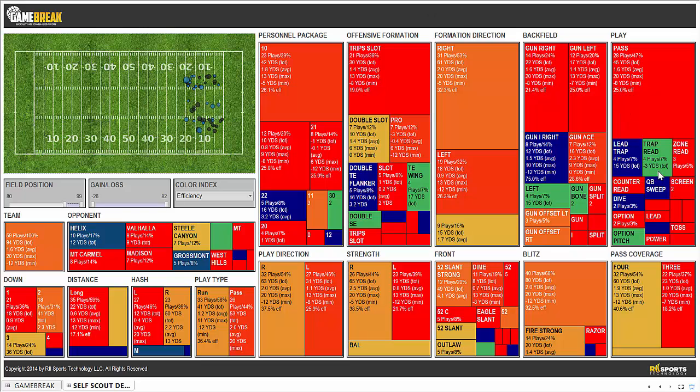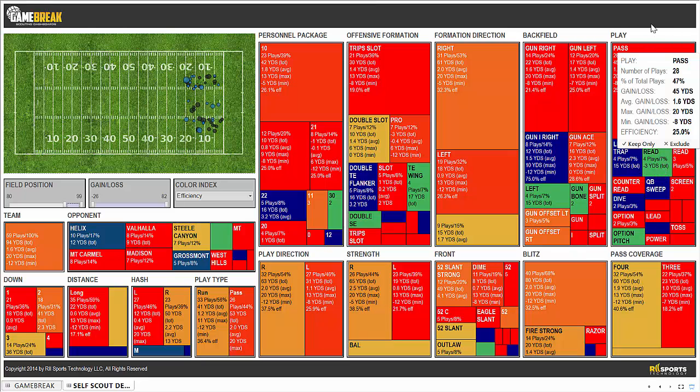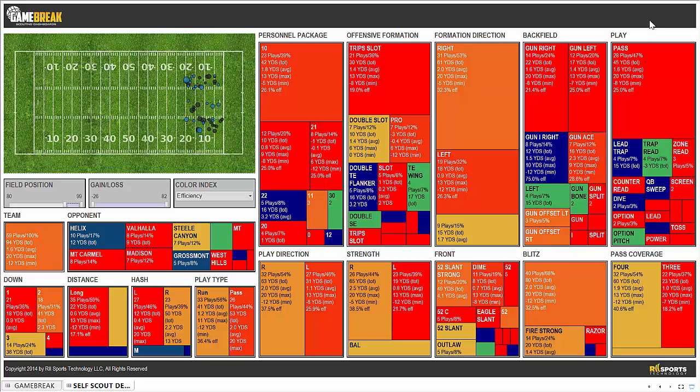Again, there are certain types of plays here. If I look at my play type over here, very successful. They struggled to pass against me. In many ways they struggled. But there's two types of plays right here that did give me trouble in the red zone: lead trap and trap read plays. There were 8 plays that were run. They were successful when they ran those 2 plays against me.